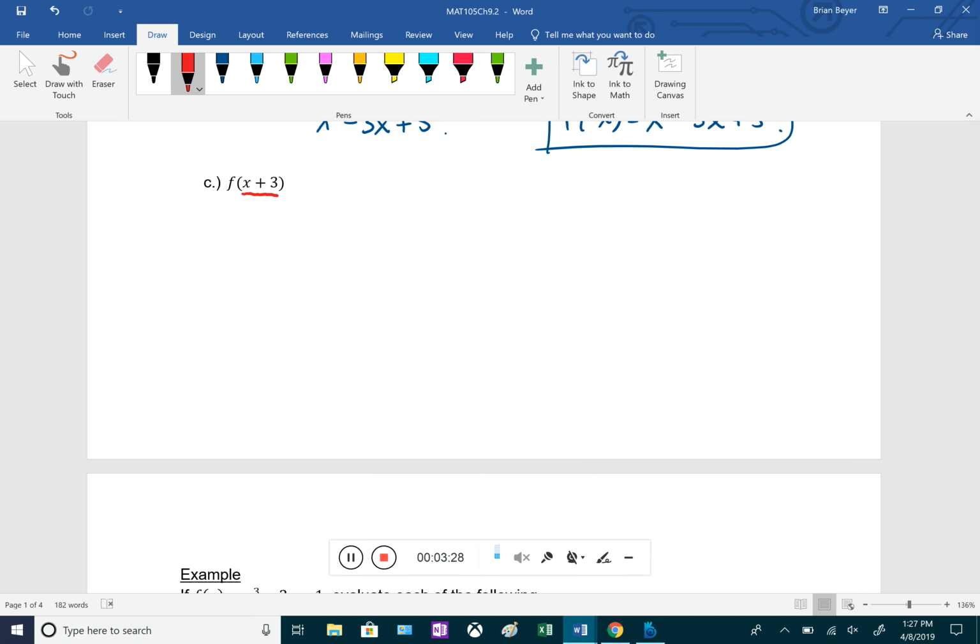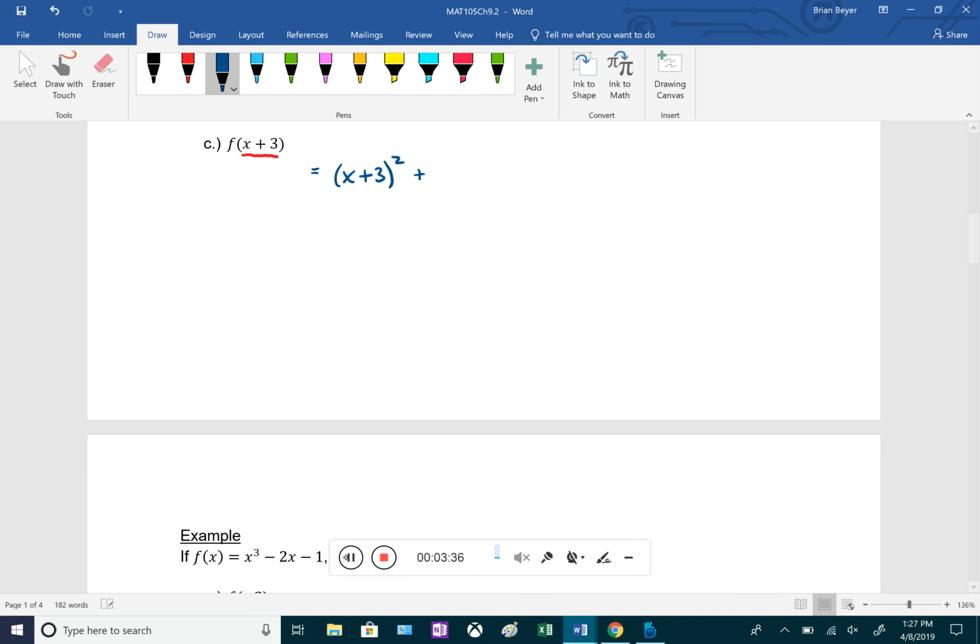So this is going to be x plus 3 squared plus 3 times x plus 3 plus 5. So instead of an x, it turned into x plus 3. Okay, so what we have to do is we actually have to expand out the x plus 3 squared and then distribute that 3 in the second big term.